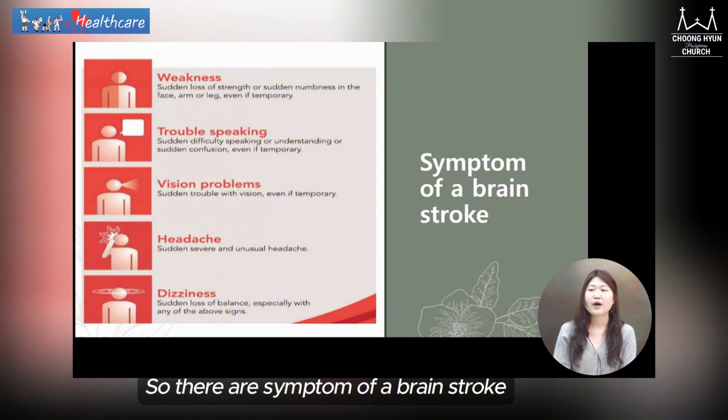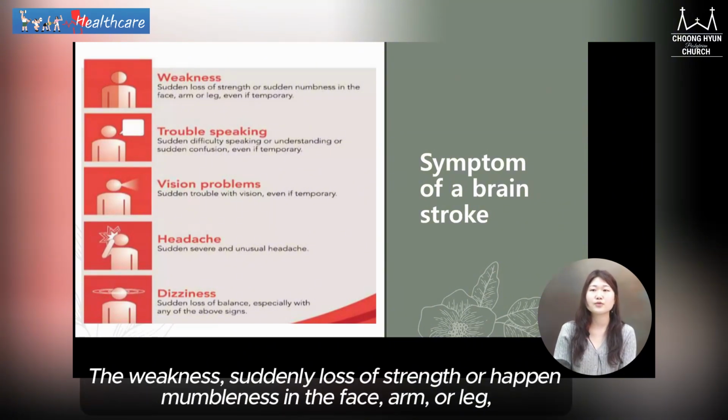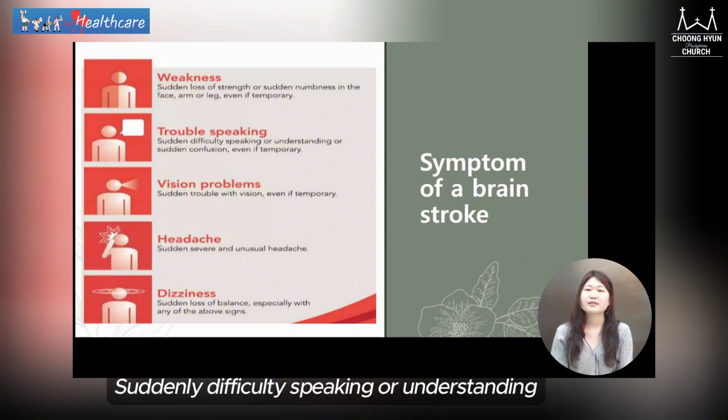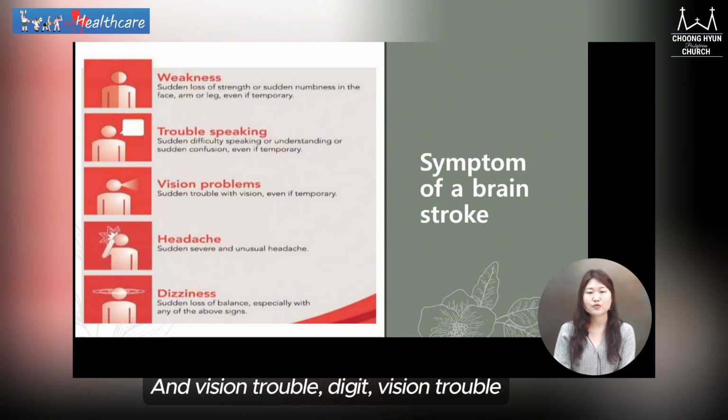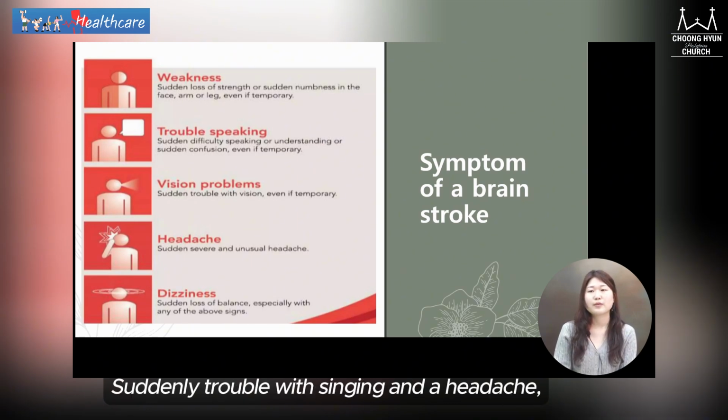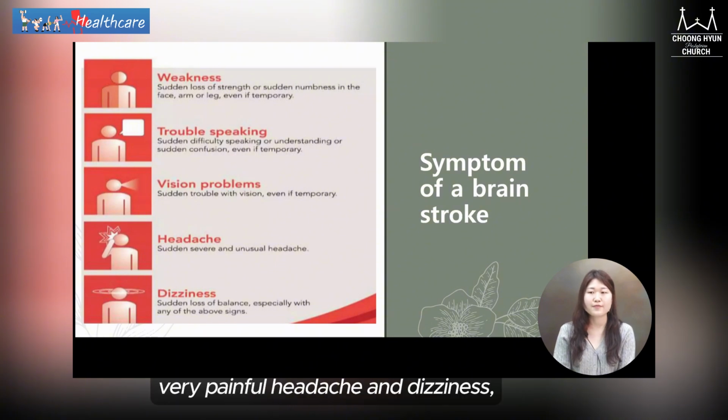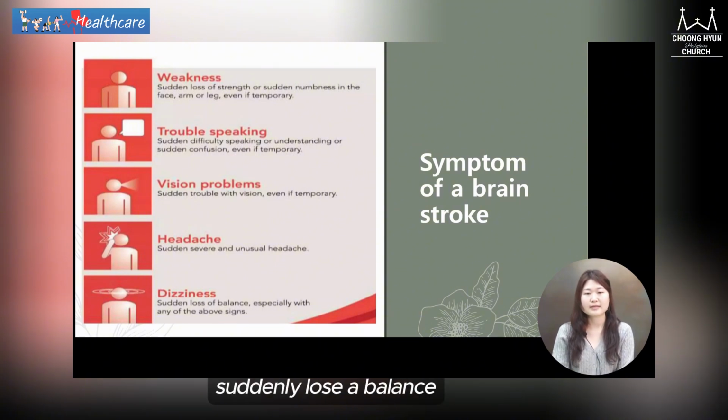So these are the symptoms of a brain stroke. The weakness: suddenly losing strength or numbness in the face, arm, or leg. Trouble in speaking: suddenly difficulty speaking or understanding. Vision trouble: suddenly trouble with seeing. And headache, a very painful headache, and dizziness, suddenly losing balance.